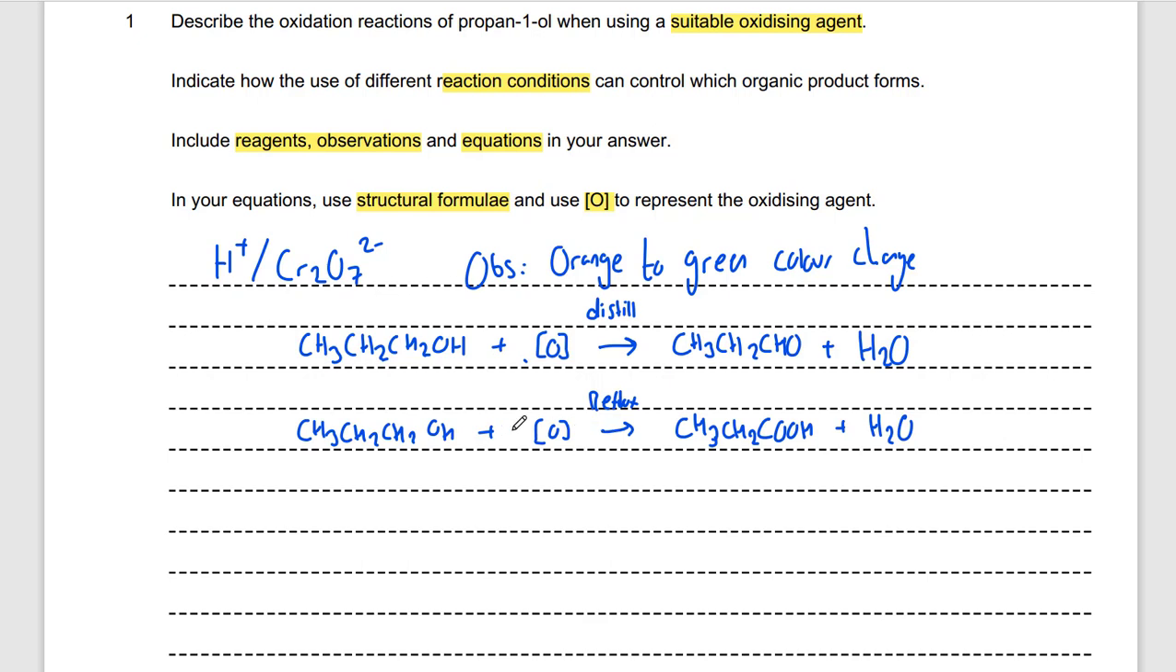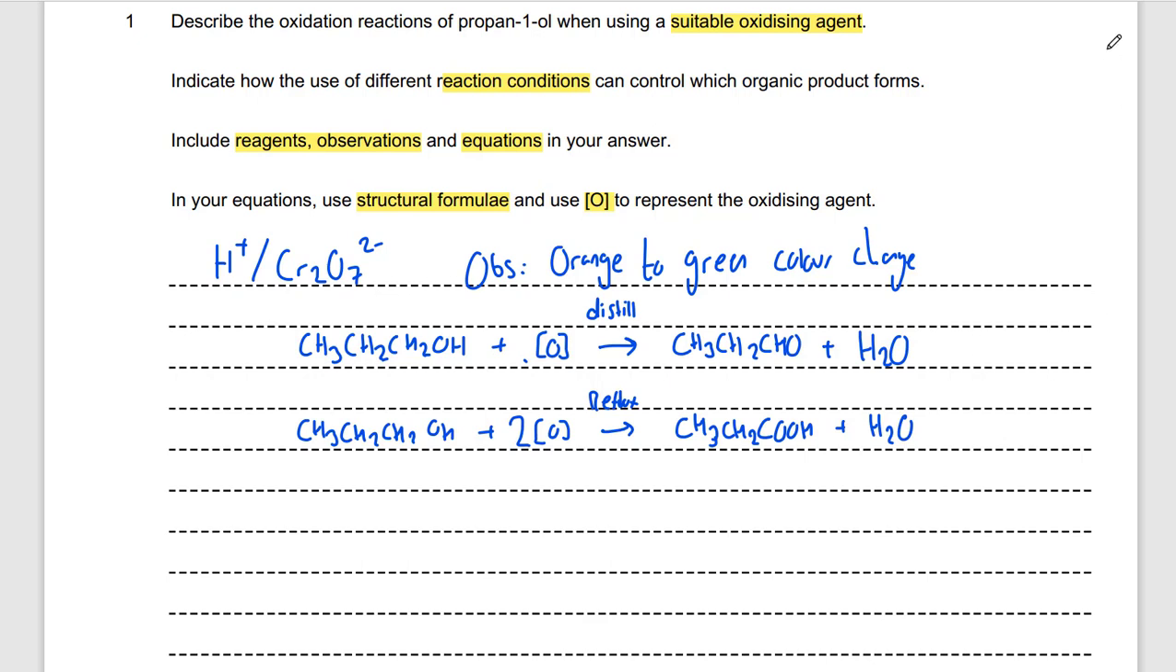Only thing we're missing here is we need a second oxidizing agent. So we've oxidized once, with distillation, to get to the aldehyde. The second time when you reflux it, you add another oxygen. So that's why you need a second O. Notice, however, that you don't have a second water. There are no hydrogens given off. So just be aware of that. It's very, very important. So we don't have a second set of water being given off.